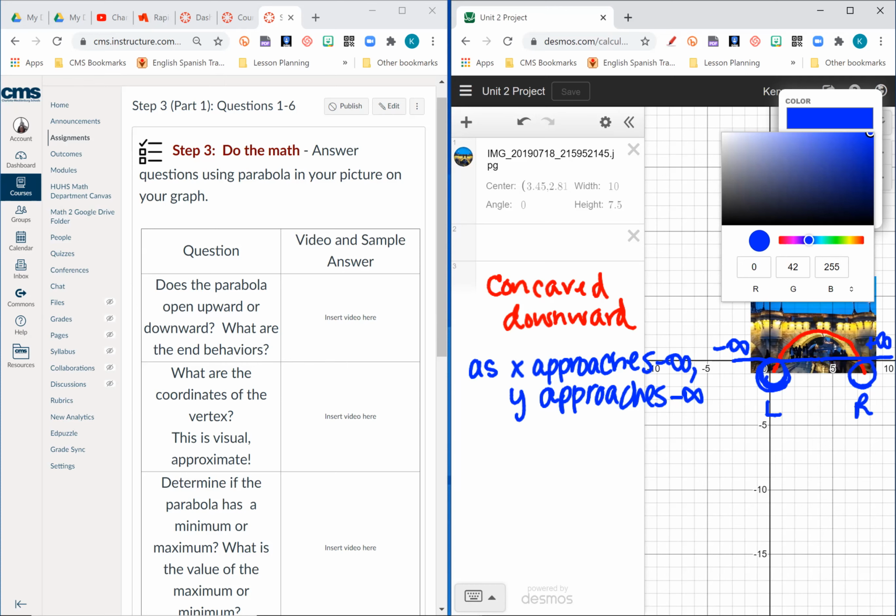So the second sentence that you write when you're talking about end behavior is the right side. Mathematically, we say the right side is as x approaches positive infinity. What is y doing? We look at y again. It is also going down. That makes sense because the parabola is symmetrical, so whatever the left side does, the right side is going to do as well. So y approaches negative infinity. And that's it. That is our answer.